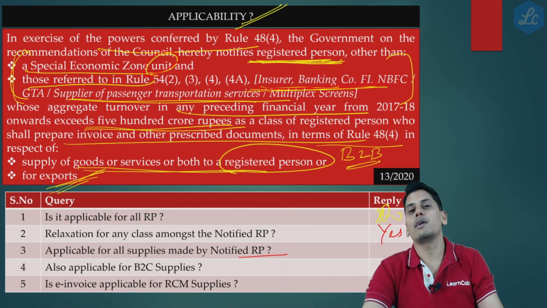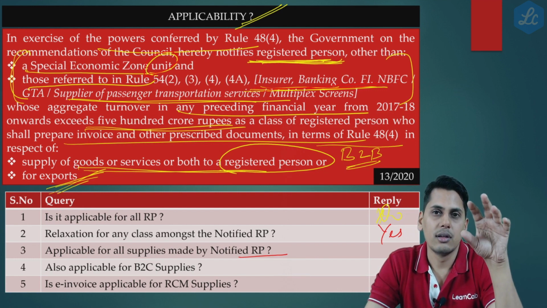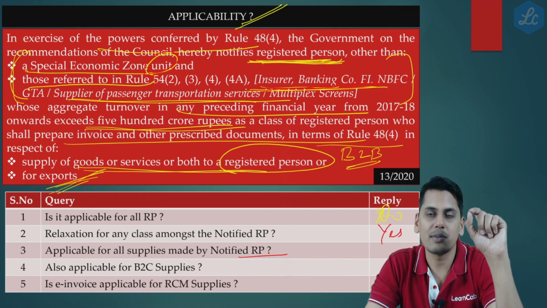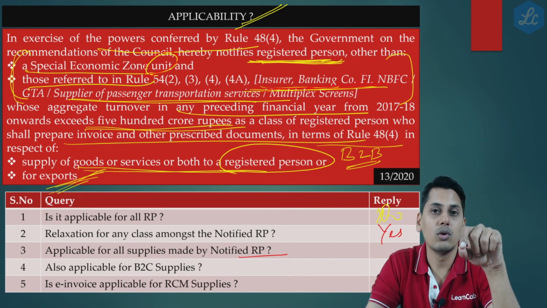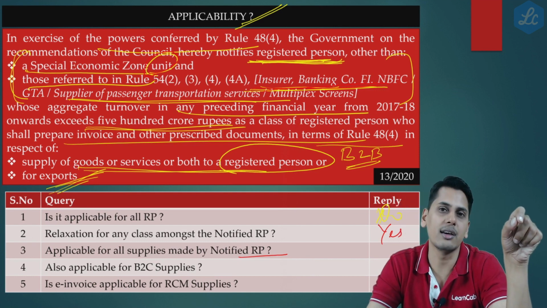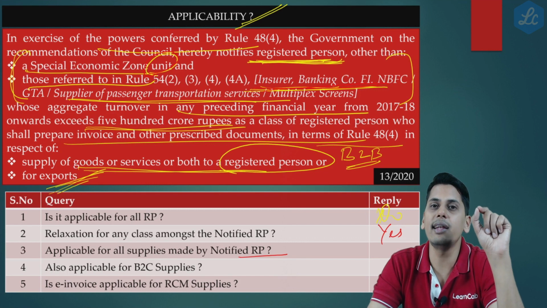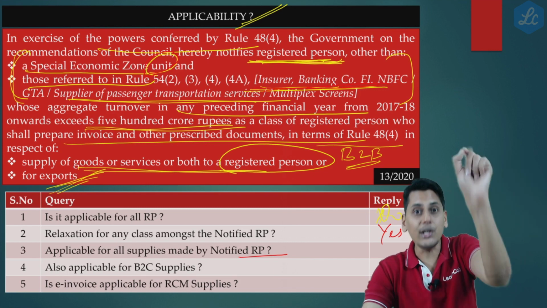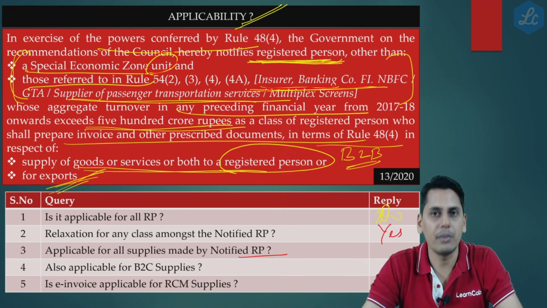So friends, what have we seen so far? So far we have seen a person other than a special economic zone unit and those specified suppliers whose aggregate turnover in any financial year preceding financial year ranging from 17-18 onwards, if it has exceeded 500 crore rupees, then for the B2B supplies which are made by him, e-invoice needs to be prepared.